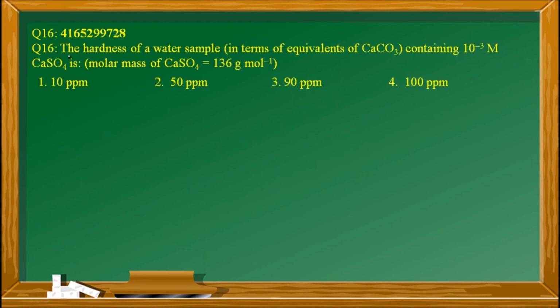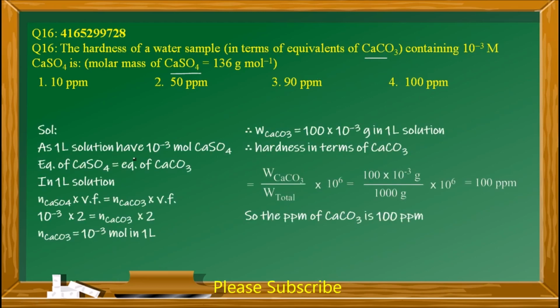Next, question number 16. The hardness of a water sample in terms of equivalents of calcium carbonate containing 10 to the power minus 3 moles calcium sulfate is, the molar mass of calcium sulfate they have given. The hardness of the water sample in terms of calcium carbonate, they have given 10 to the power minus 3 moles calcium sulfate. We know that 1 liter of solution having 10 to the power minus 3 moles calcium sulfate is equivalent to calcium carbonate. They are considering the same calcium carbonate and calcium sulfate. So hardness in terms of calcium carbonate is calcium carbonate by total into 10 to the power 6, right? 100 into 10 to the power minus 3 by 1000 gives rise to 100 ppm. So option number 4 is the correct option friends.